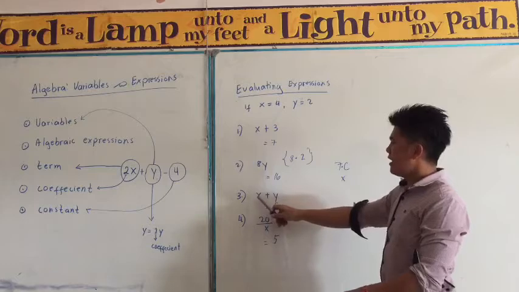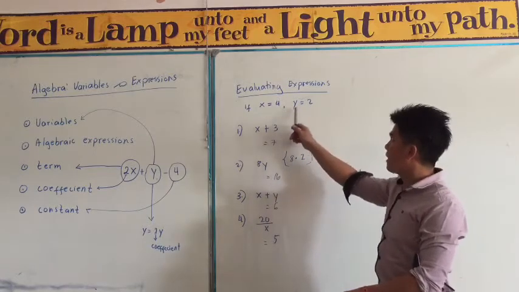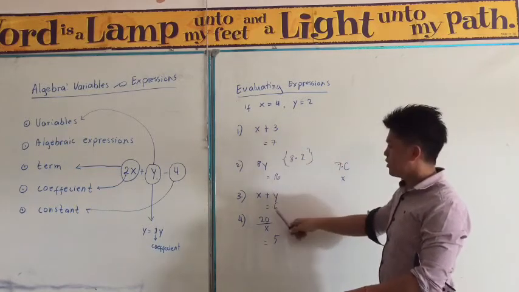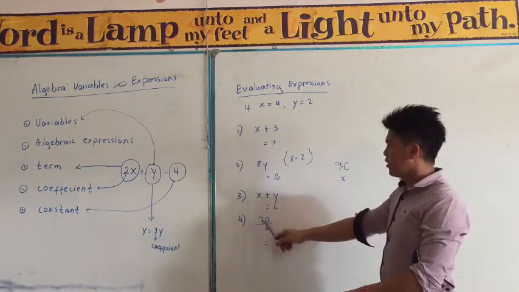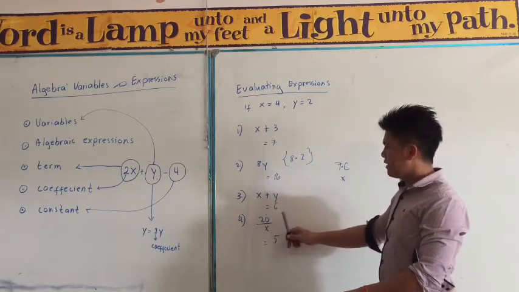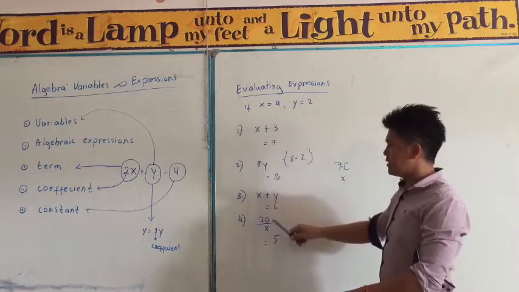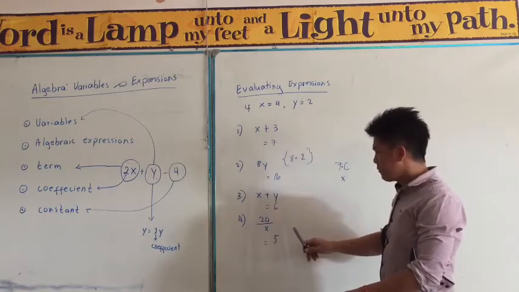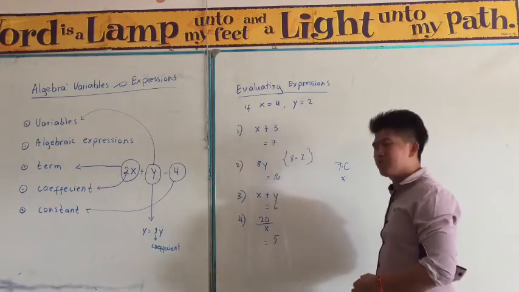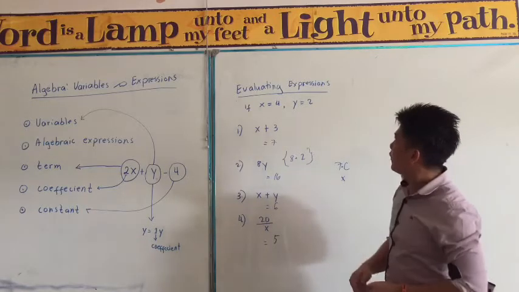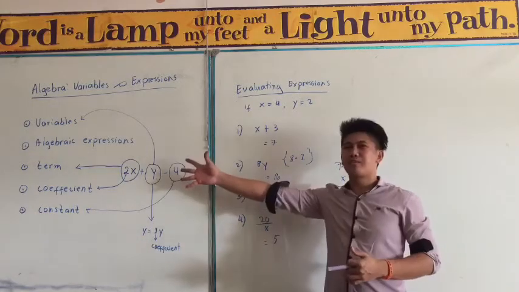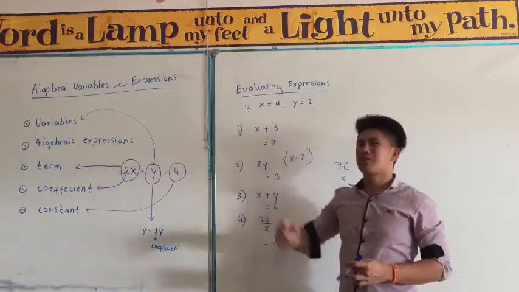Number 3, x plus y means 4 plus 2, so 4 plus 2 equals 6. Six is the answer. Number 4, 20 divided by x, and x is 4. So 20 divided by 4 is 5. This is how you evaluate expressions, and these are the terms you use in algebraic expressions.